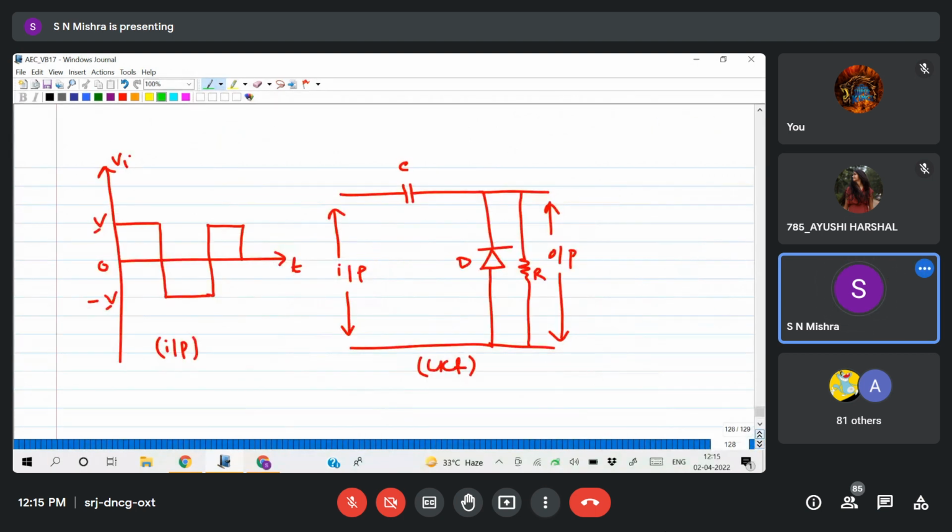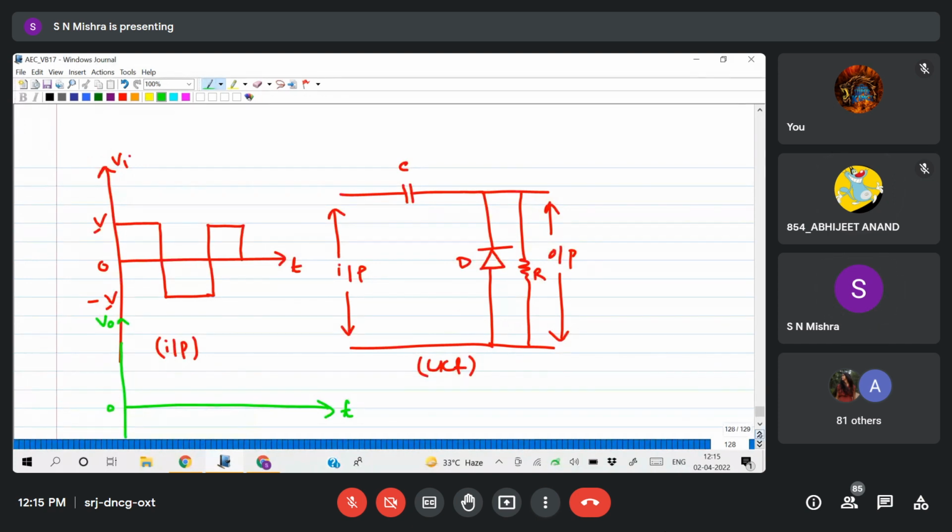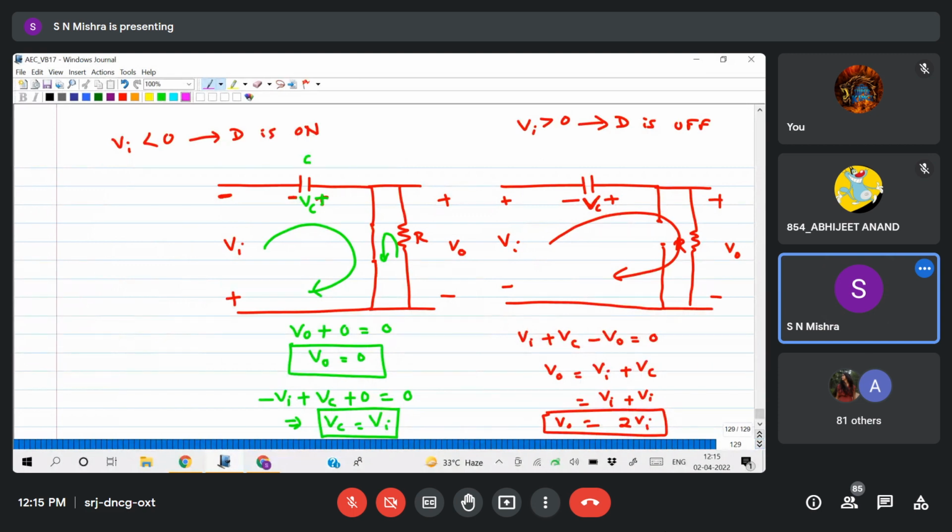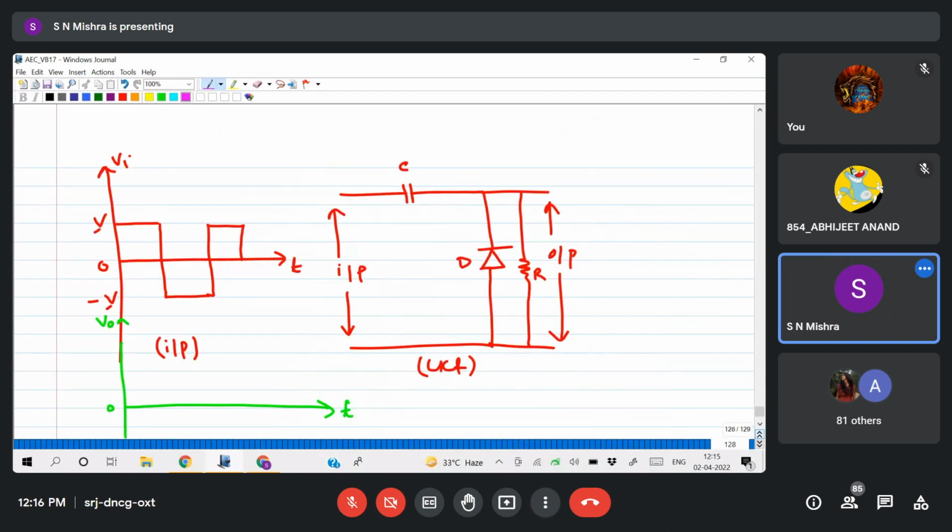Now how to plot the waveform? V naught 0. Vi less than 0, diode is on, and output voltage is 0. Here we have started from the negative half cycle. So this is your first positive half cycle, then negative, then positive, and it will continue like this. First positive half cycle we are not considering because in the positive half cycle the diode will be off, the capacitor will not charge. So we have to skip this positive half cycle. We will consider from the negative half cycle. So in the negative half cycle the output voltage is 0 up to this. Are you getting my point? I am not considering this half cycle because the diode is off.